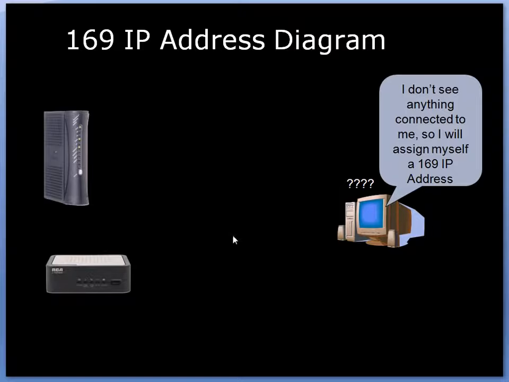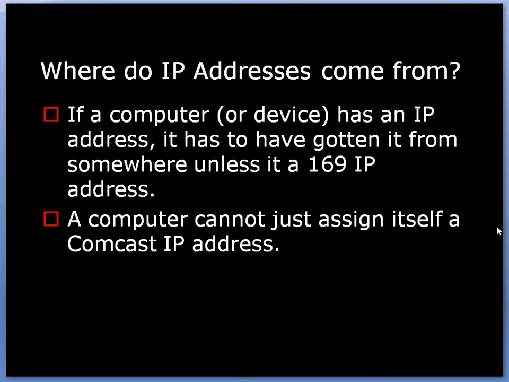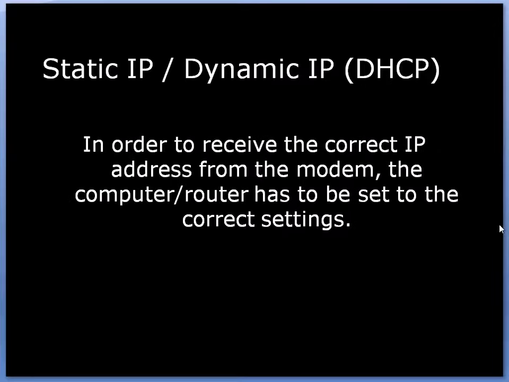You can think of it like this: if the internet was a movie, then an IP address would be the ticket you need to see that movie. Where do IP addresses come from? If a computer or a device has an IP address, it has to have gotten it from somewhere, unless it has a 169 IP address. A computer cannot just assign itself a Comcast IP address or internet service provider IP address.